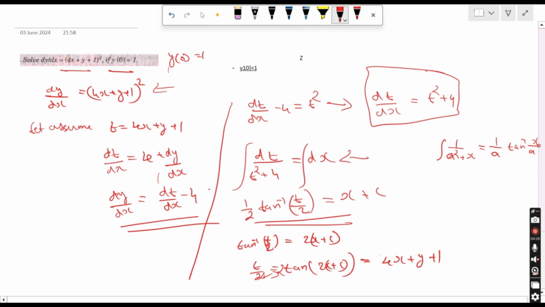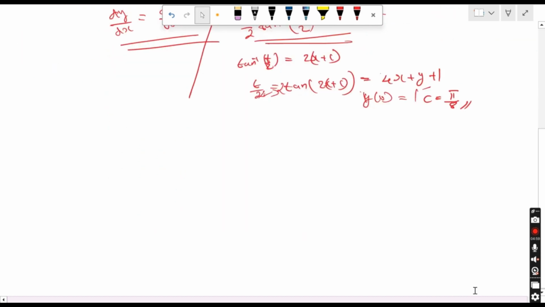It is given in the initial condition that y of 0 is equal to 1. So here we substitute x with 0, and the value of y is 1. When we substitute this, we will get c is equal to pi by 8. So we got c is equal to pi by 8. Then how will we proceed? We just substitute pi by 8.